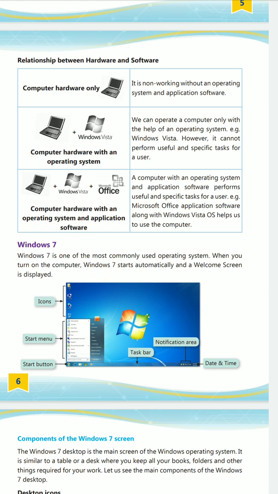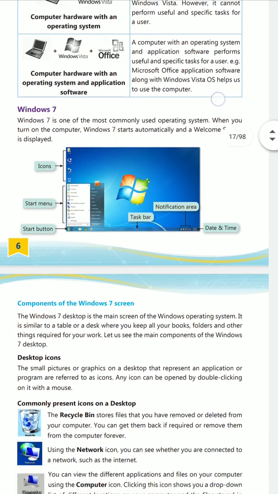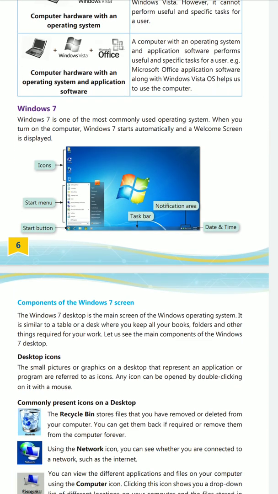A computer with an operating system can work properly with the available features of the operating system only. If you want some advanced features and advanced applications for working with your data, you require different types of software, such as Microsoft Office, Open Office, Photoshop, and so on.